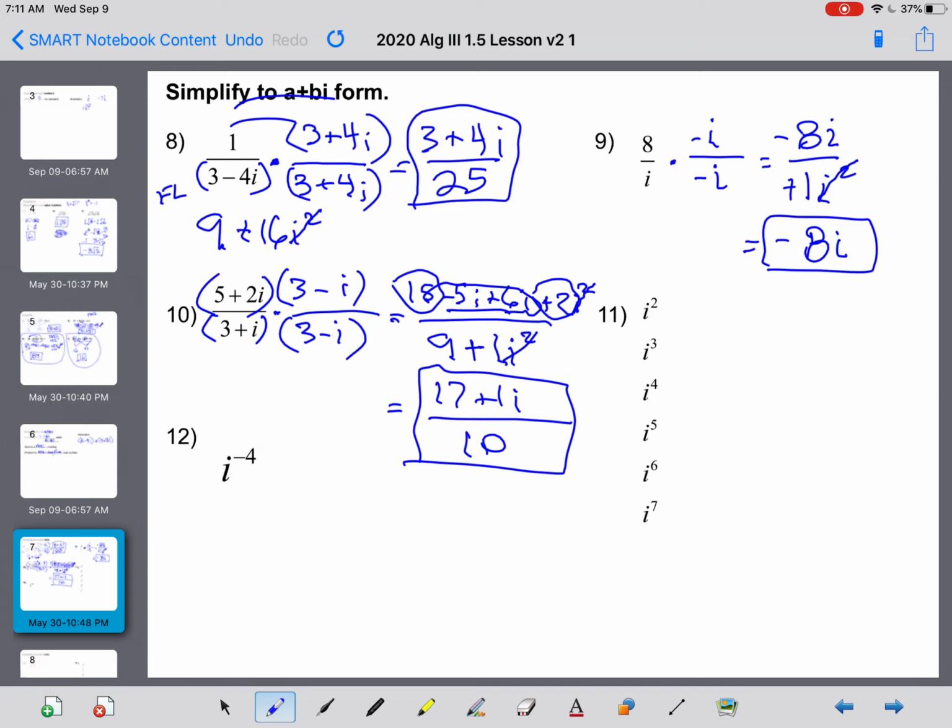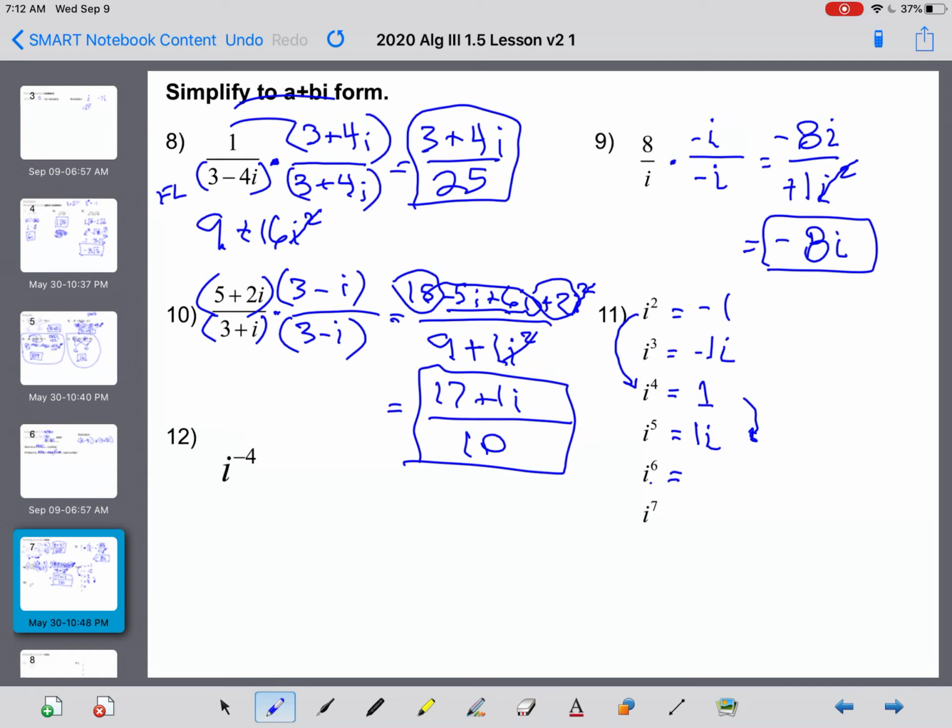Okay. Now, number 11 here, they want us to list some of these powers of i. So I know that this is negative 1 from previous. This, I'm going to multiply by i, so negative 1i. If I take this and square it, I get 1. Okay. Now if I take this times i, I get 1i.